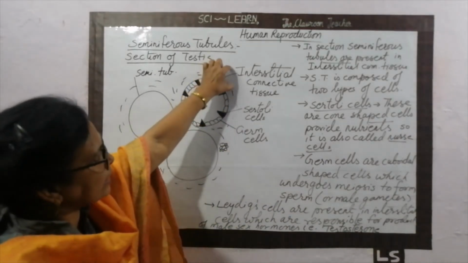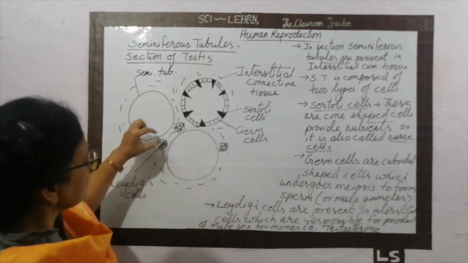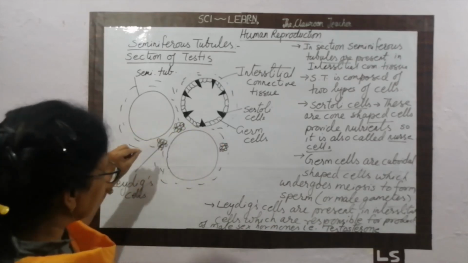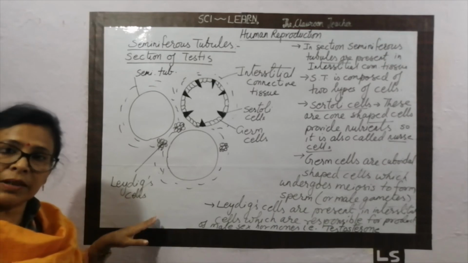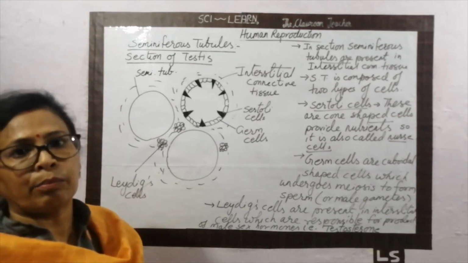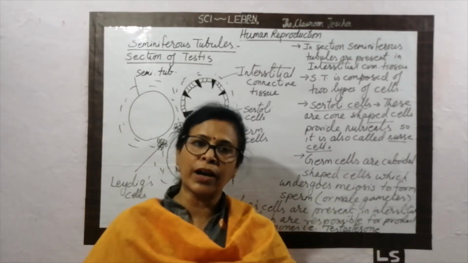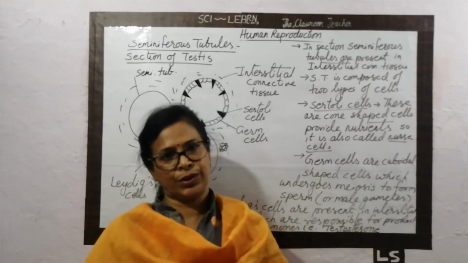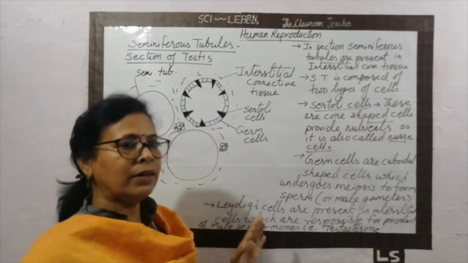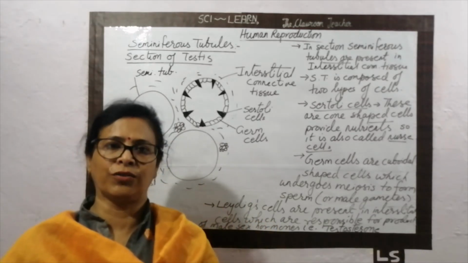In this interstitial connective tissue, some more cells are present in patches or groups, called the Leydig cells. Leydig cells are very important for the production of the male sex hormone, called testosterone. So this is all about the internal structure of the testis.